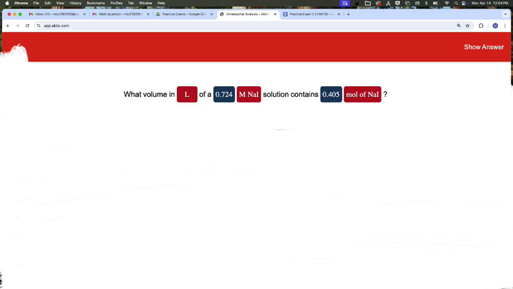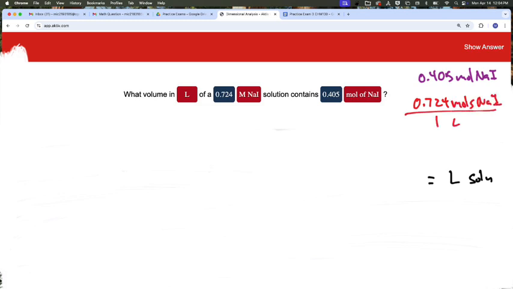It's a conversion process. All conversions, we run the exact same thing. Okay, we want to identify what do we want. We want liters. We want liters of a solution. Okay, what are we given? 0.4505 moles of sodium iodide. And we're given 0.724 capital M. What should we do as soon as we see capital M? Moles of sodium iodide per 1 liter of solution.